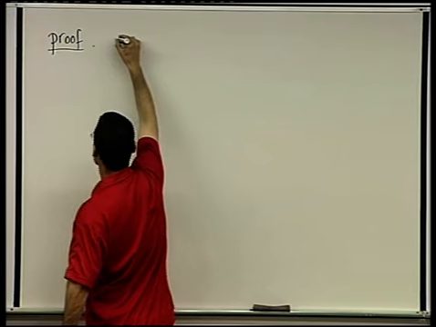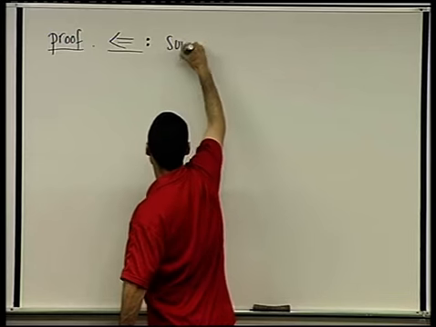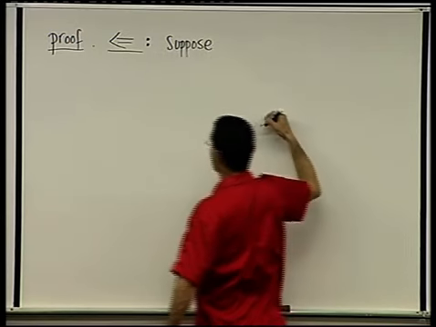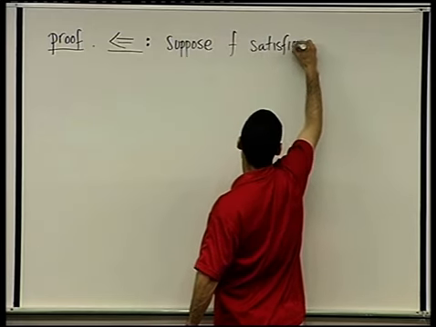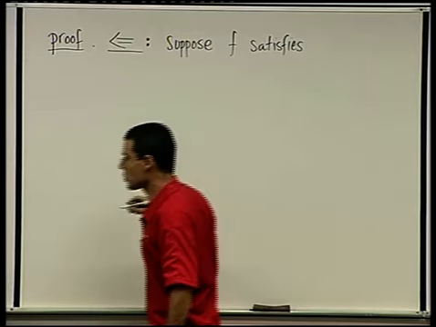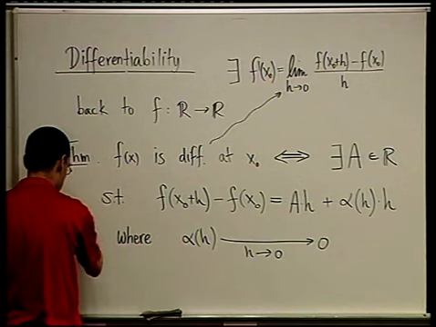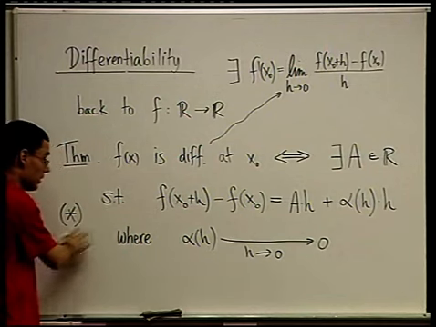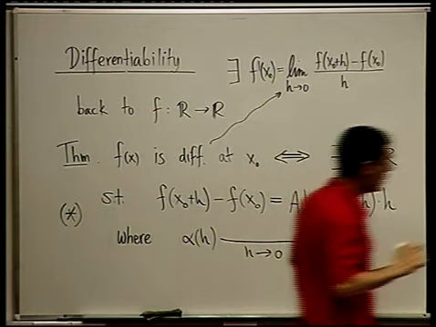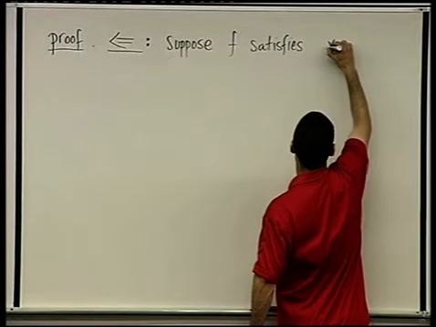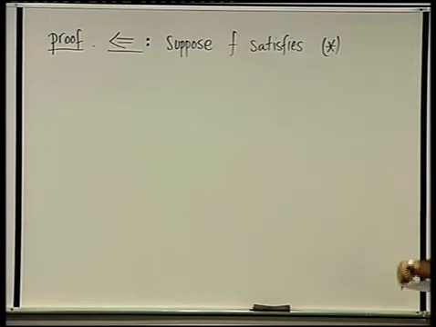So first I'm proving this direction. Suppose f satisfies, and let's call this entire thing star. Okay, so I don't have to write it again and again. So this is star, and differentiability is that. So back here, suppose f satisfies star, and we want to show that that limit that defines the derivative exists.